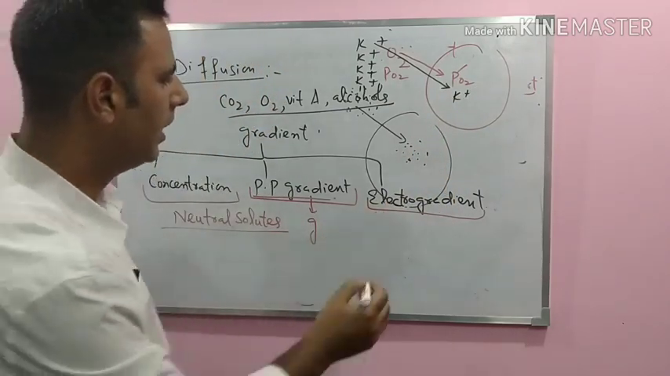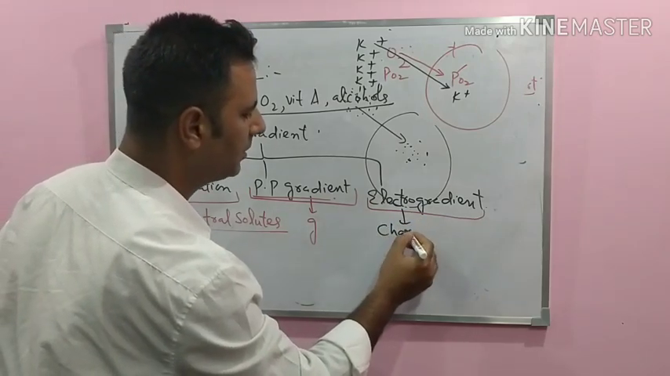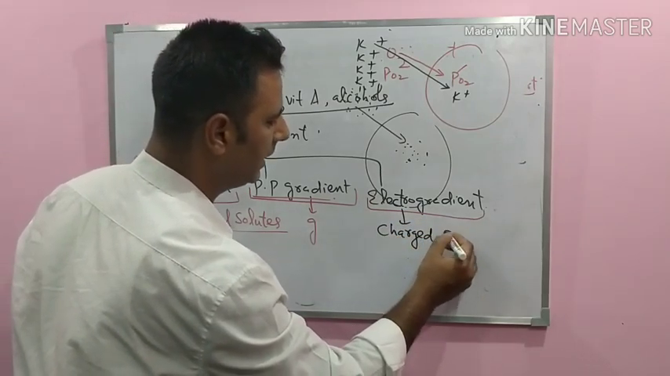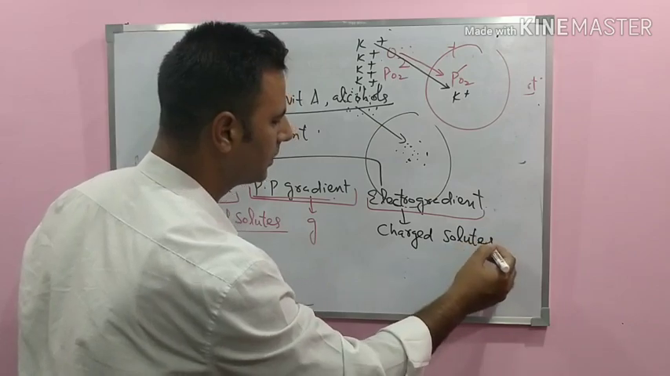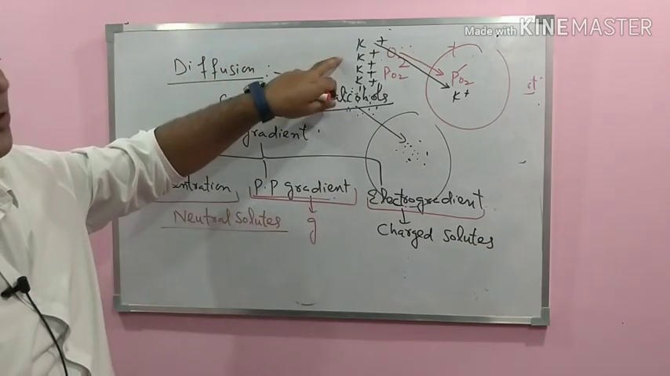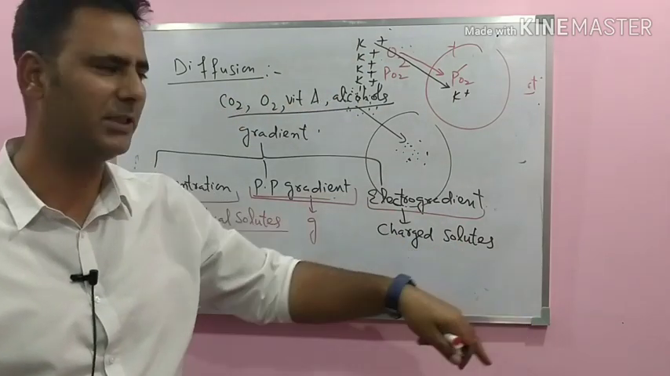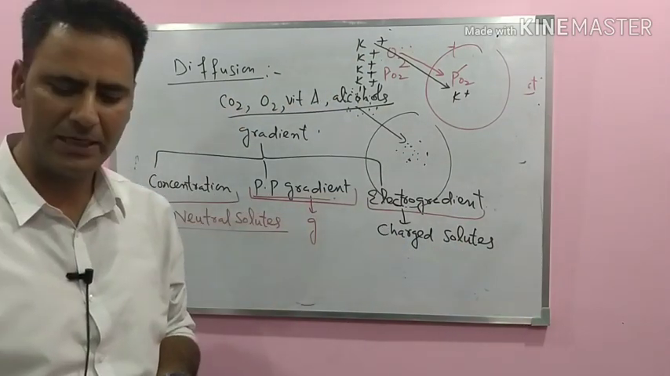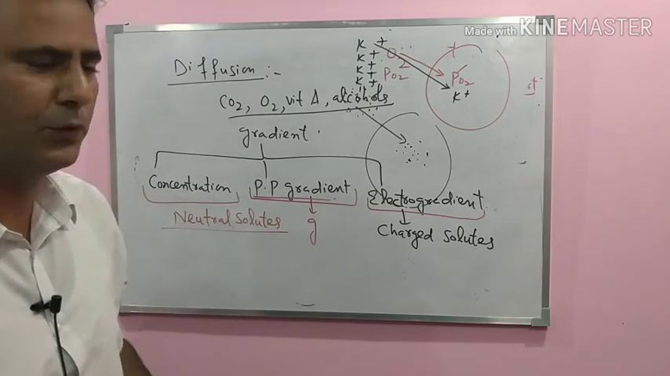So for charged solutes, if we want to see the diffusion of charged solutes, the charged solutes are going to move from an area of higher positive potential to the area of lower positive potential. These are the three types of gradients which are involved in diffusion.